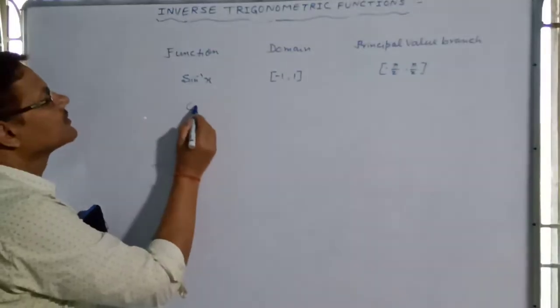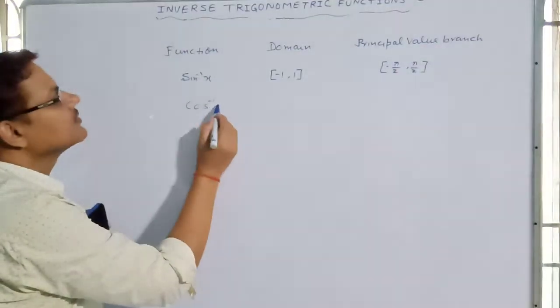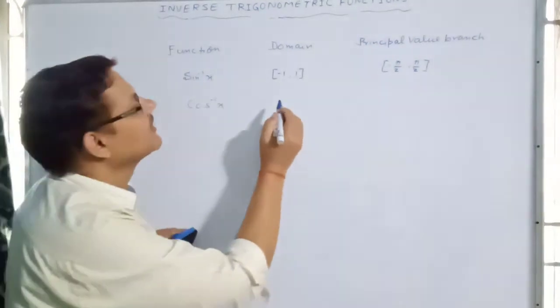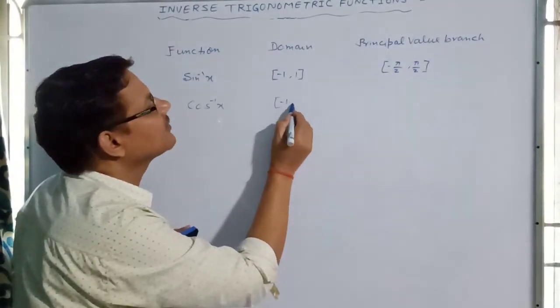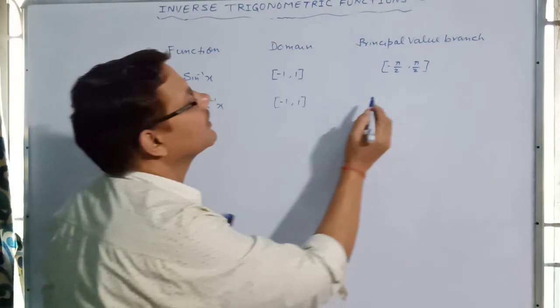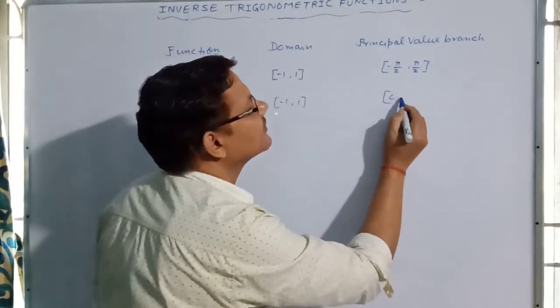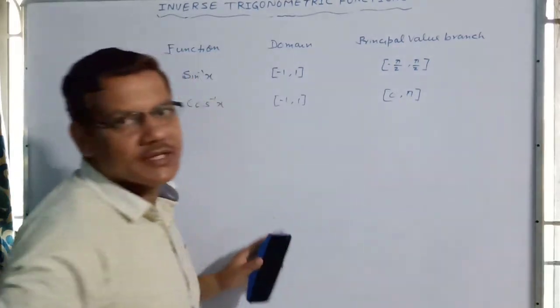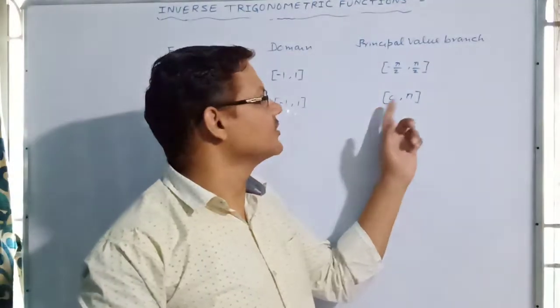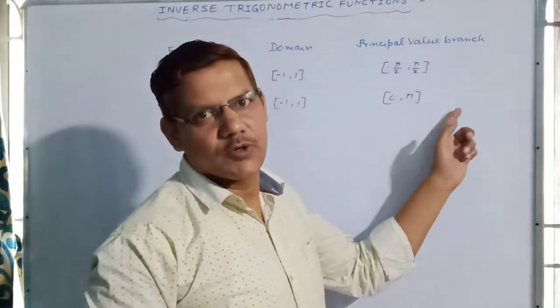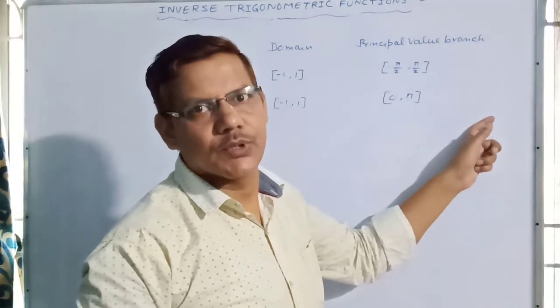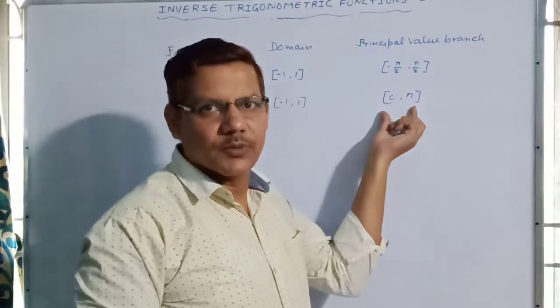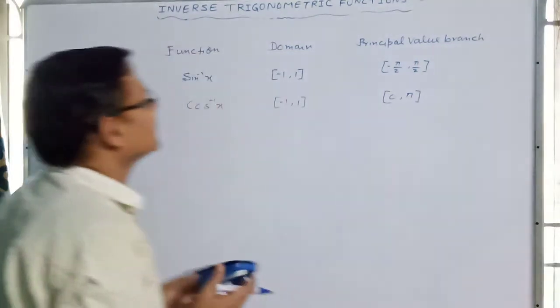When we take cos inverse x, its domain is -1 to 1, and here the restriction is 0 to π. Its branches are, for the cosine inverse function, 0 to π, π to 2π, 2π to 3π, and so on. And for this domain we say it is the principal value branch.